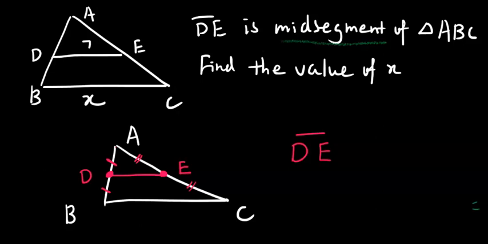Alright, so the relationship is, segment DE is parallel to segment BC.